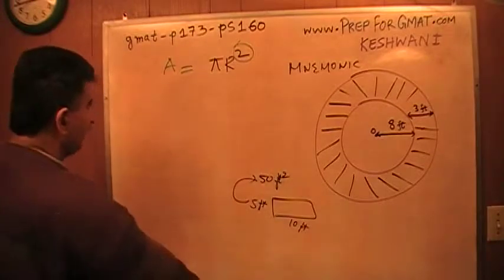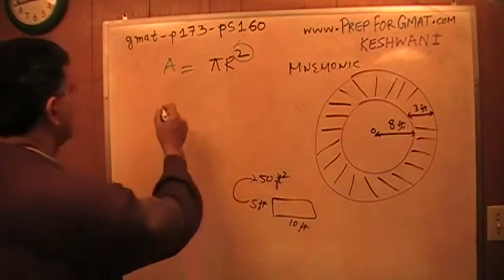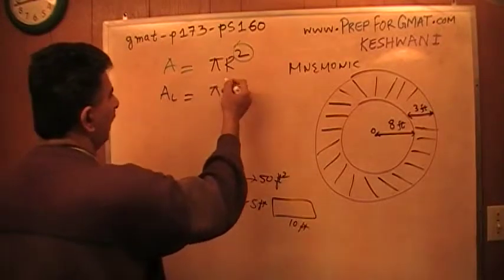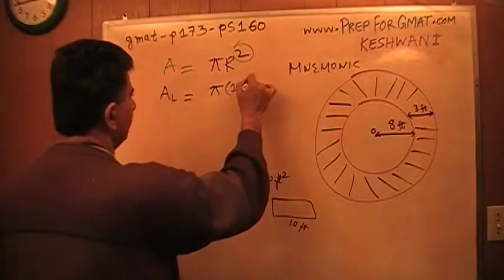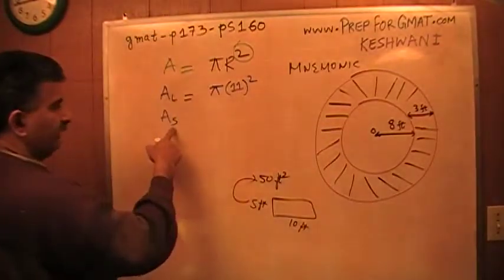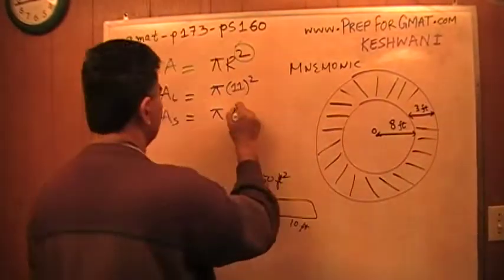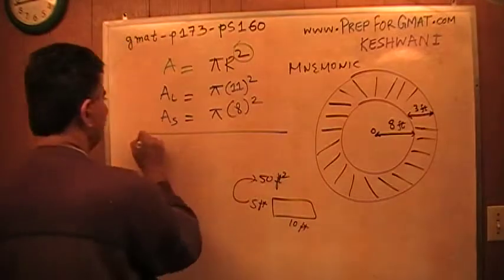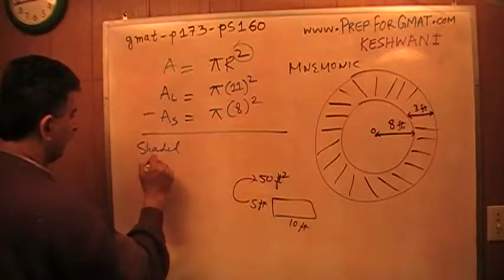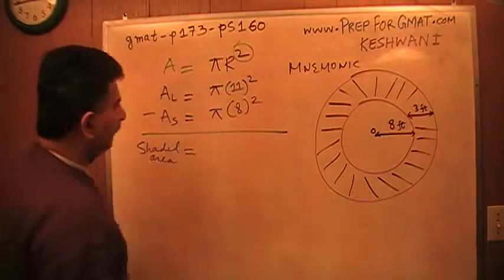So area is pi r squared. The area of the large circle, where r is 11 feet, is pi r squared, 11 squared. And then from that, we subtract the area of the small circle, A subscript s for the small circle, which is pi, again r squared, r in this case is 8. That's it. We subtract the two and we'll find our shaded area, which will be 121 minus 64, whatever that is.